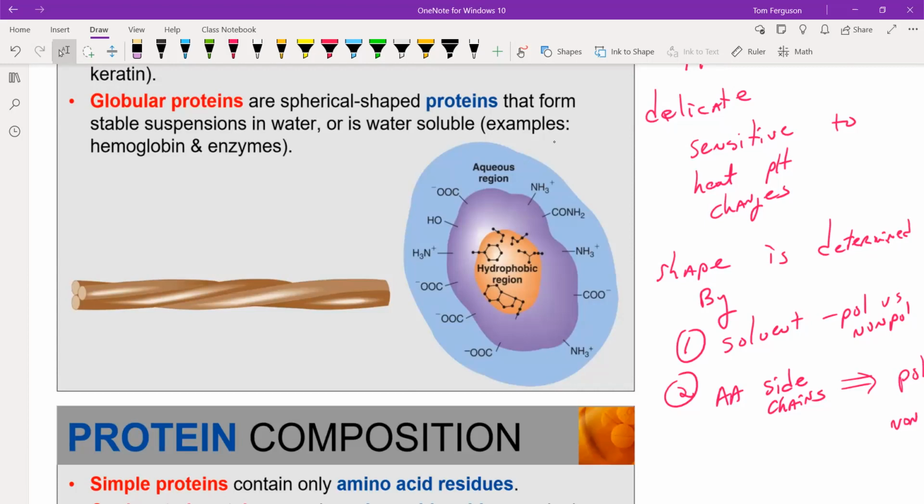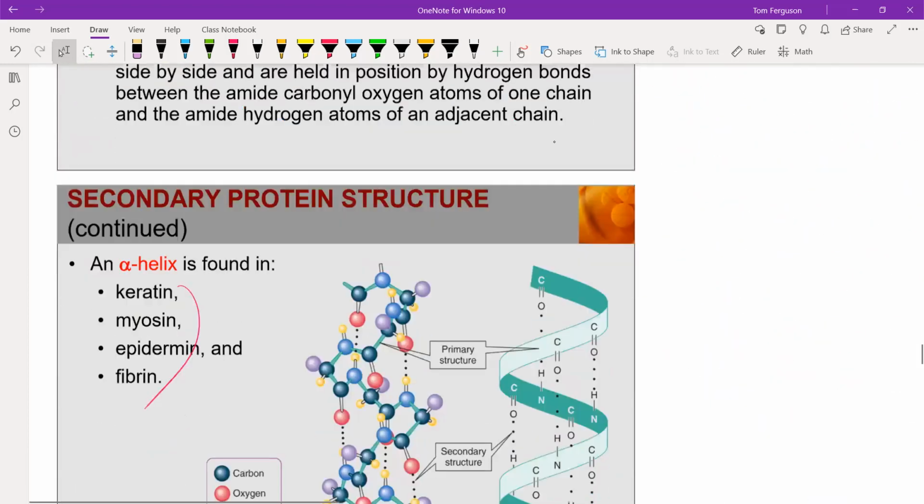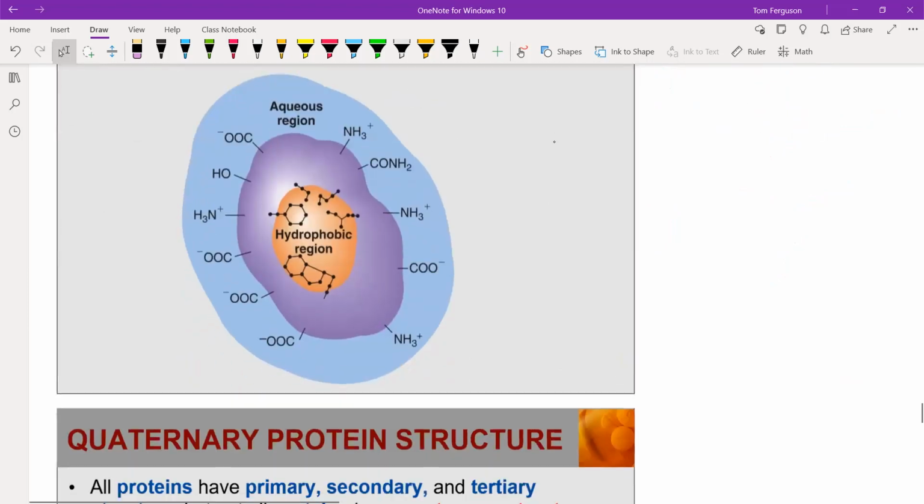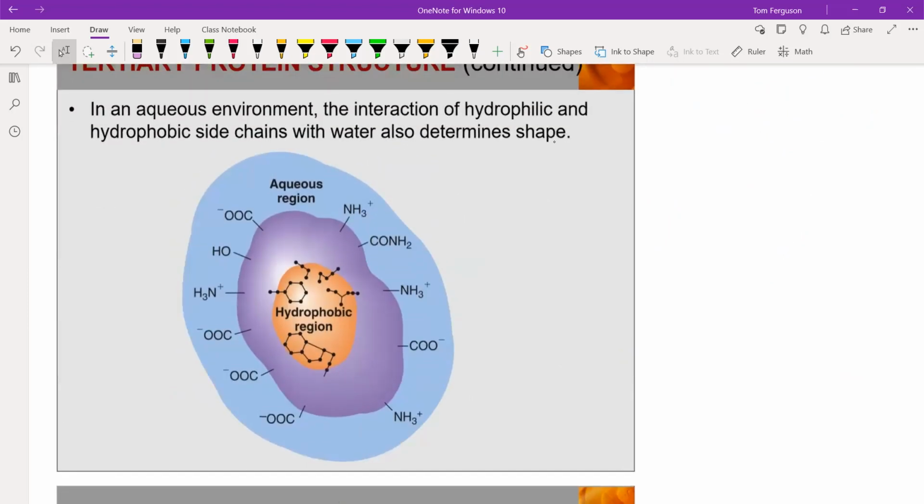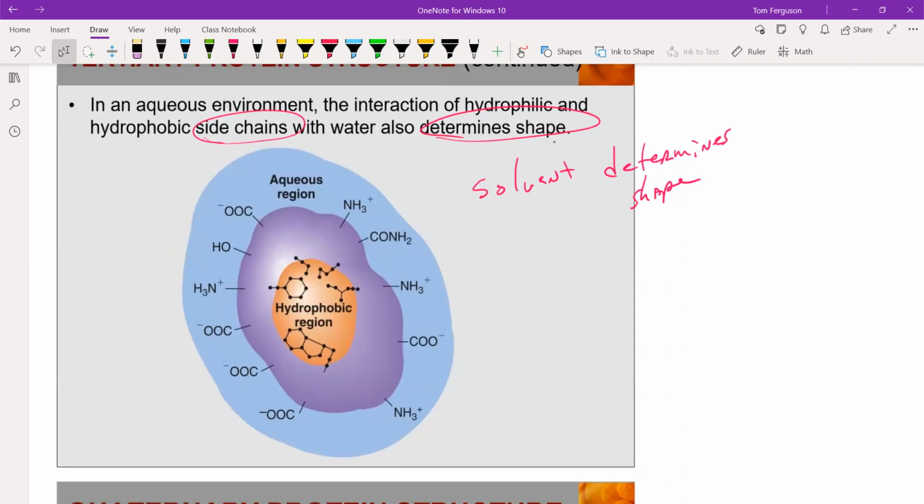All of this stuff applies to this. So side chain determines shape. Solvent determines shape. And because in a body, we're always working with a water environment, no one ever talks about solvent. The solvent is as important as the side chain in determining the shape of that protein.